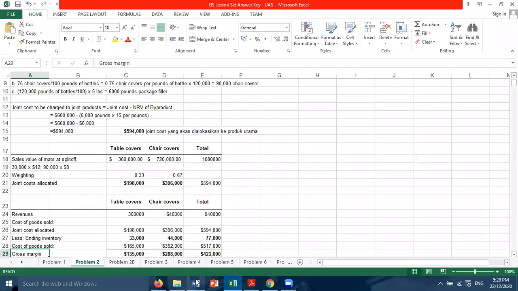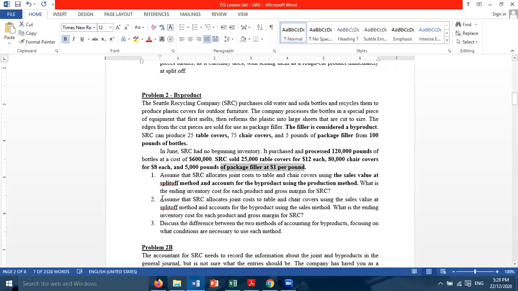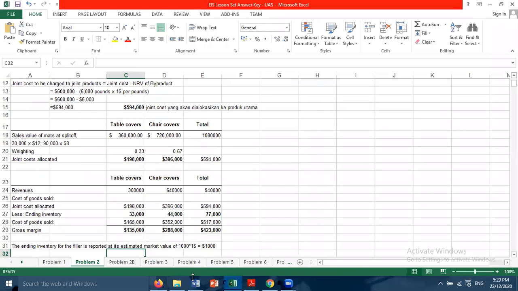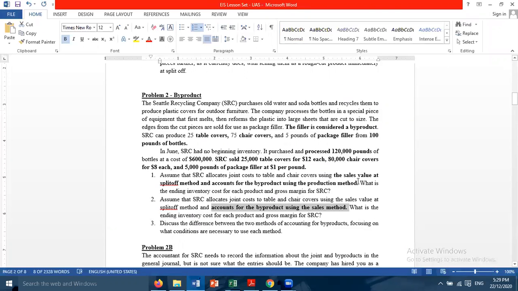Okay, now is the next question. Assume that SRC allocates joint cost to table and chair covers using the sales value at split-off method and accounts for the byproduct using the sales method. So this is practically the same question. Oh wait, sorry, we have not found the gross margin. The question asks us to find the ending inventory cost for each product and the gross margin.